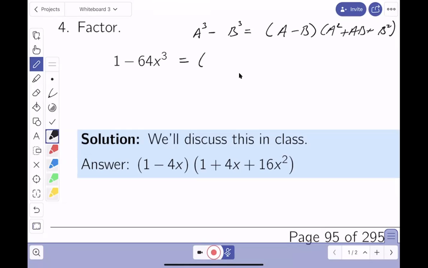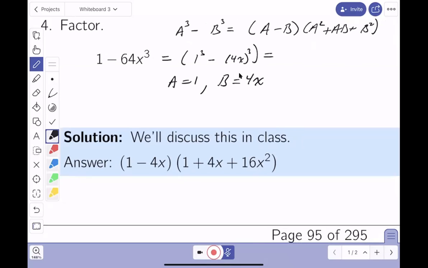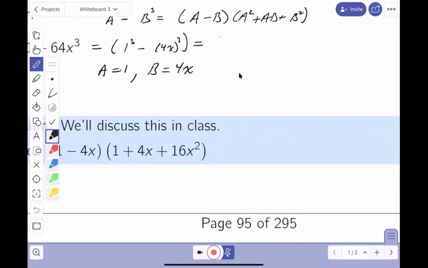Let's write it down. This will be 1 cubed minus, well, let's see, what cube would give you that? Would be 4, right? 4x cubed. So now I know my a is 1, and I know my b is 4x. Well, let's write it down. What are you going to get? A minus b, 1 minus 4x.